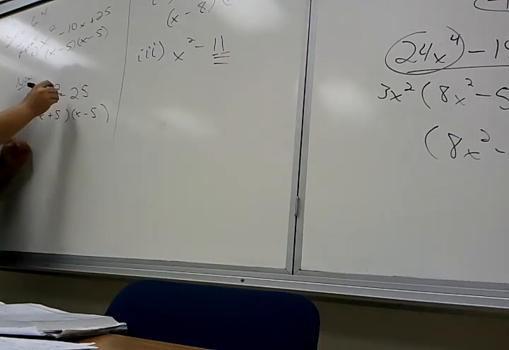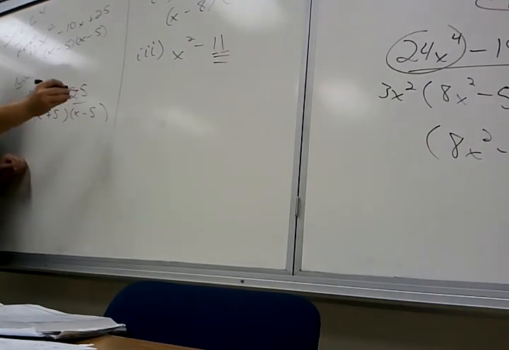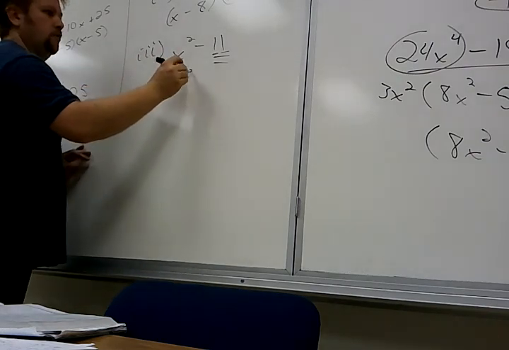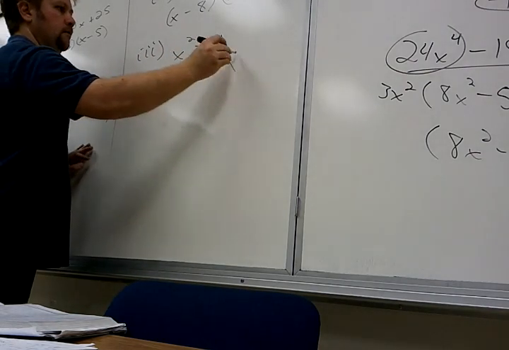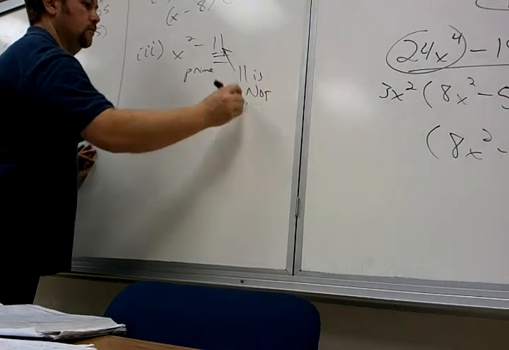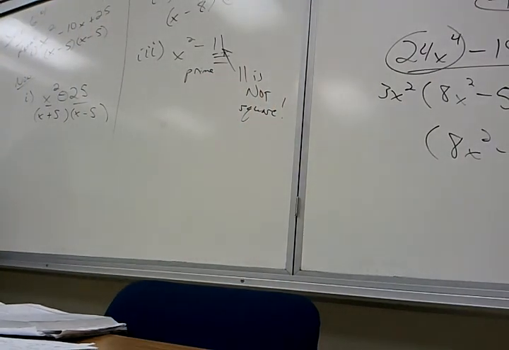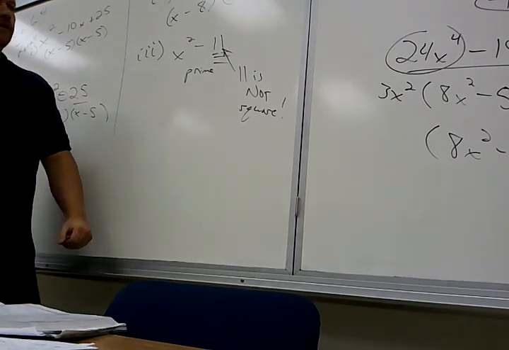So that's why we call this a difference of squares, because there's a minus in the middle of square things, right? This is prime because 11 is not a square. So you just say prime. What if you say no solution? No, we're not solving anything.